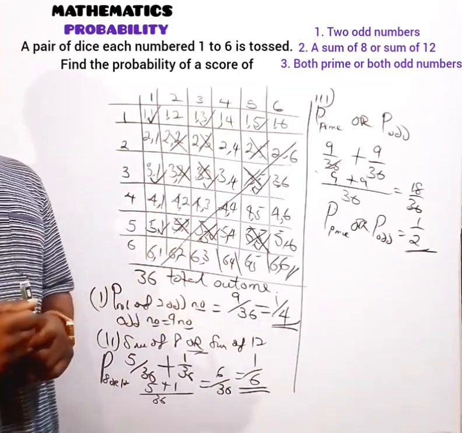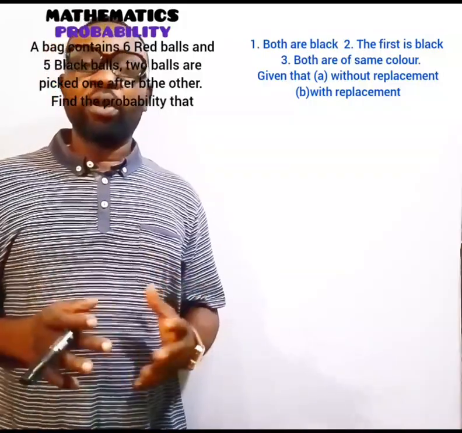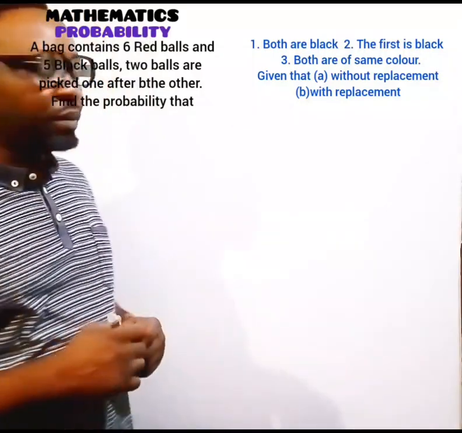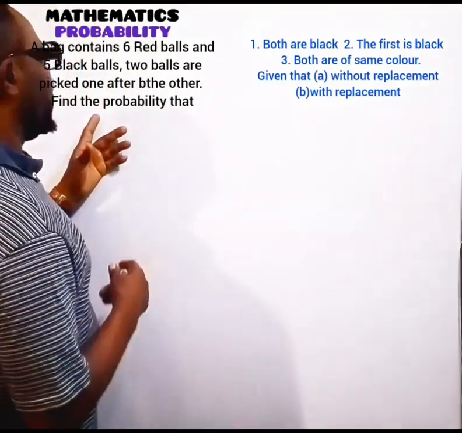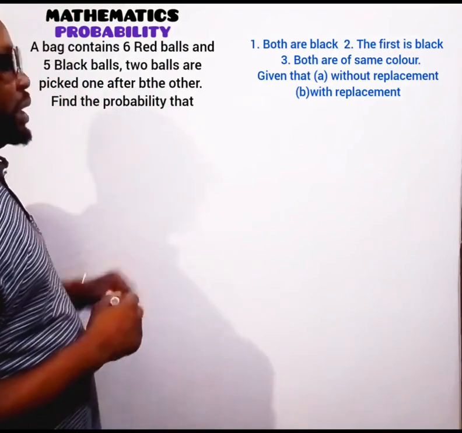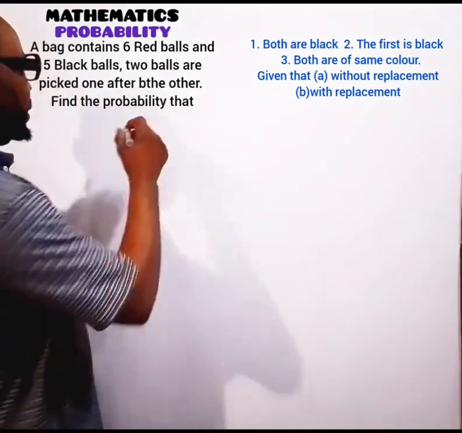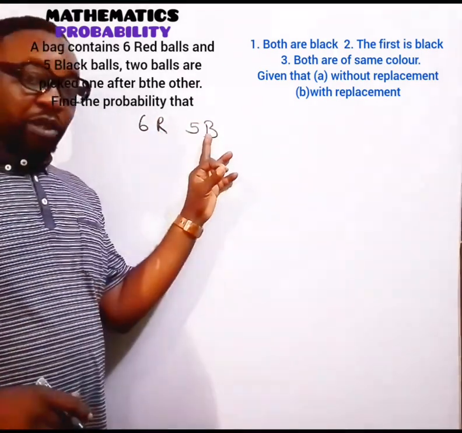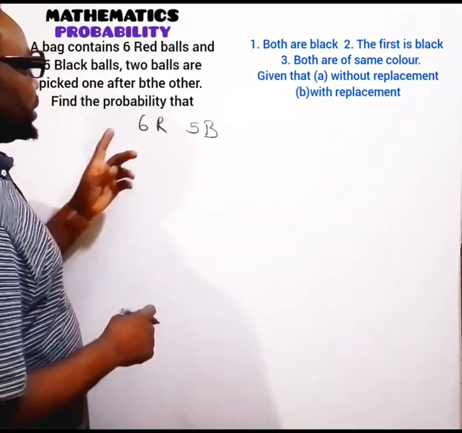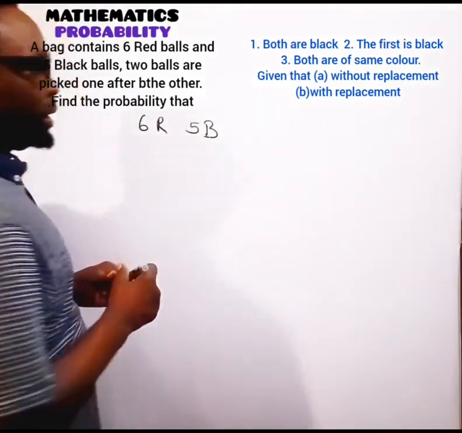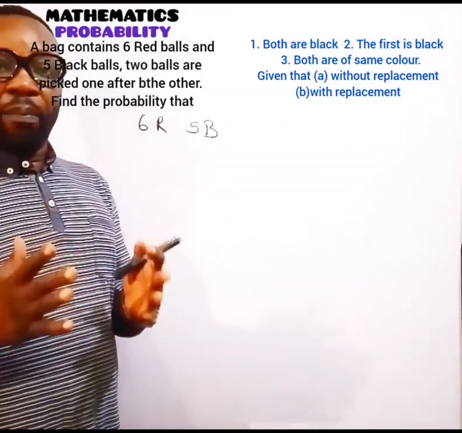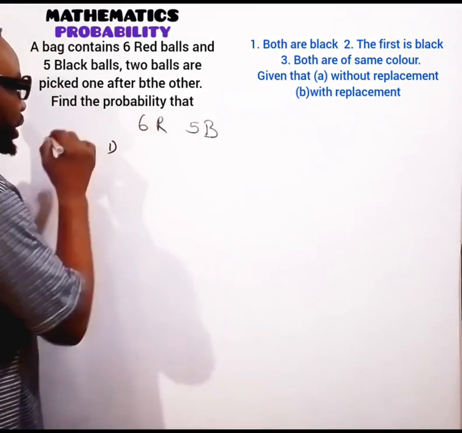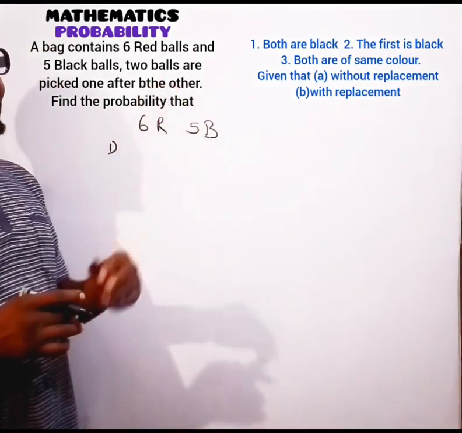So what we have here is talking about different colors of balls that we have inside the bag. Now let me read the question. The question says a bag contains 6 red balls and 5 black balls. 6 red, 5 black. I use R to represent red and B to represent black. Now the question says 2 balls are picked at random from the bag. What is the probability of obtaining? The first question, I want to provide the answer to it now. The question is here already.